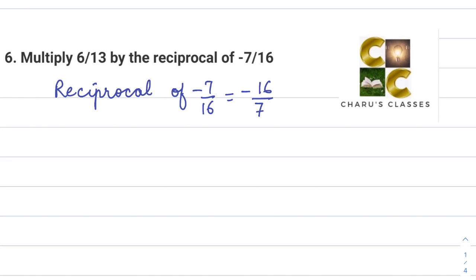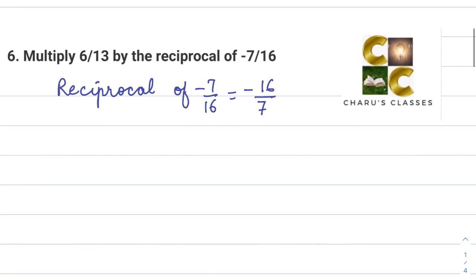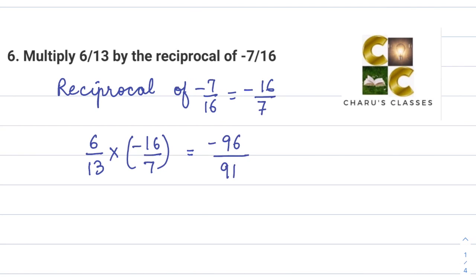नाउ वी हैव टू मल्टीप्लाई 6 by 13 with this reciprocal which is minus 16 by 7. This we have to multiply. सो देर इज़ नो कैंसिलेशन, कहीं पे भी ऊपर नीचे कोई भी सेम टेबल में नहीं आ रहा है. सो विल सिंपली मल्टीप्लाई 6 into minus 16, that is minus 96, and 13 sevens are 91. So the answer here is minus 96 by 91.